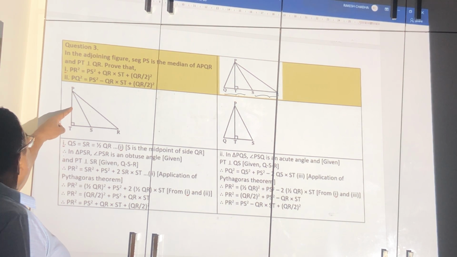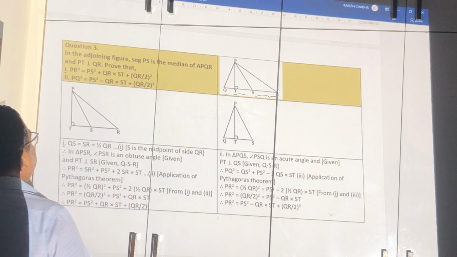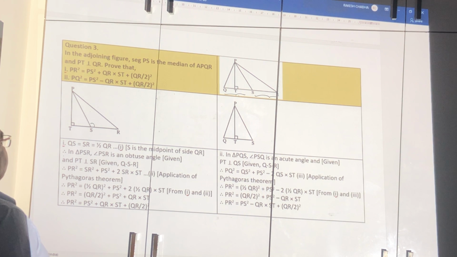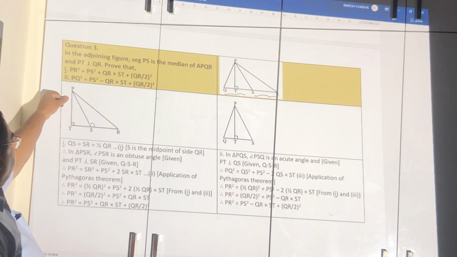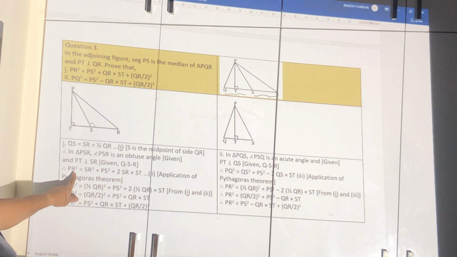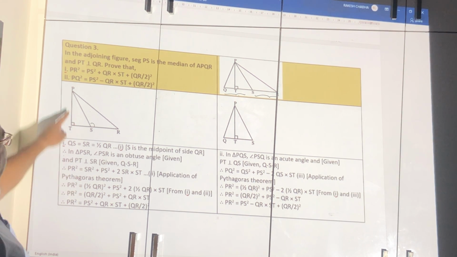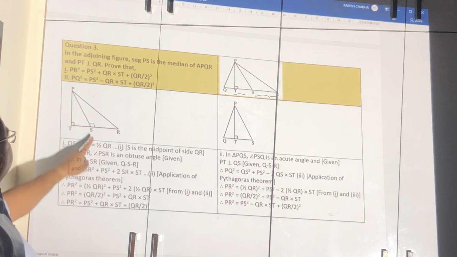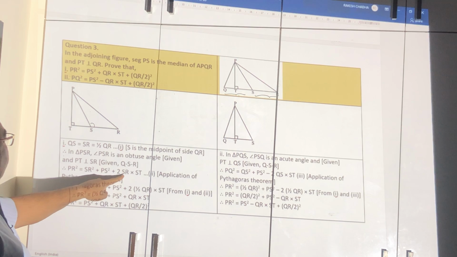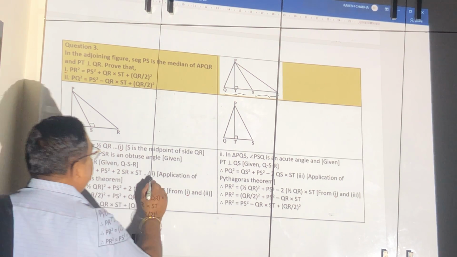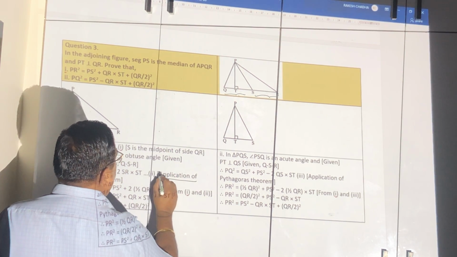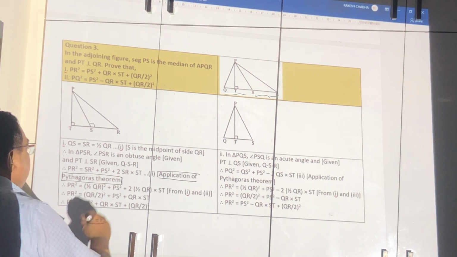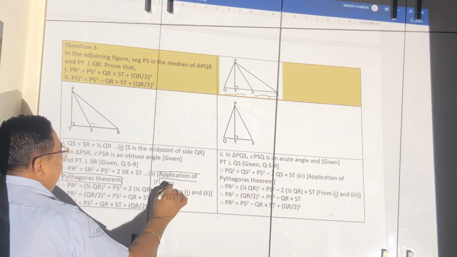Number 2. Now, in this triangle, we can see PSR is an obtuse angle, and PT is perpendicular. Therefore, we will apply the Pythagoras theorem and get PR square is equal to SR square plus PS square plus 2SR into ST. Please see in the textbook, which I have also written on top, application of Pythagoras theorem. Direct formula from the textbook. Please memorize this.